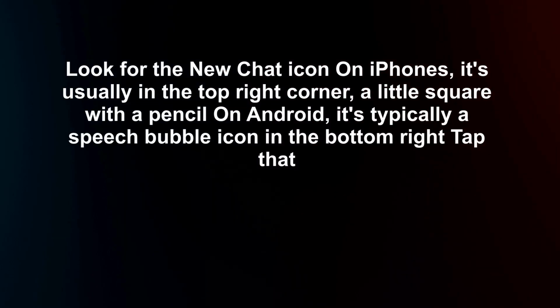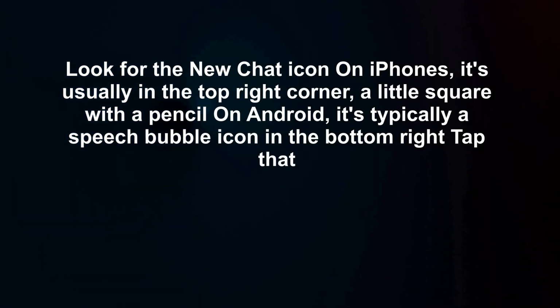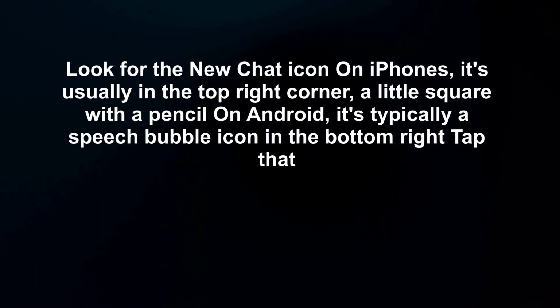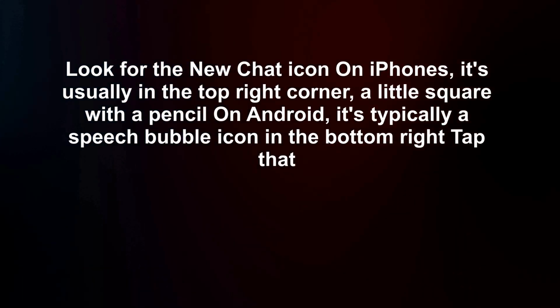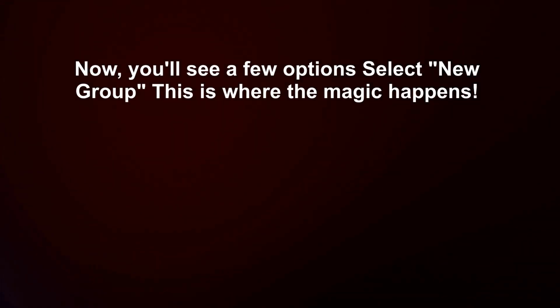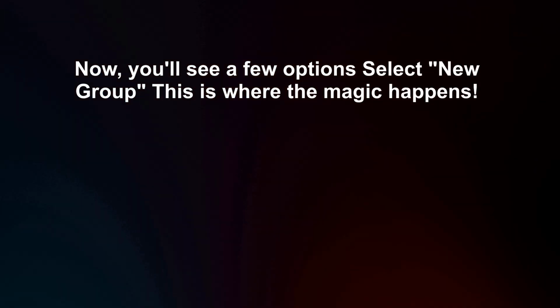Look for the new chat icon on iPhones. It's usually in the top right corner, a little square with a pencil. On Android, it's typically a speech bubble icon in the bottom right. Tap that. Now, you'll see a few options. Select new group. This is where the magic happens.